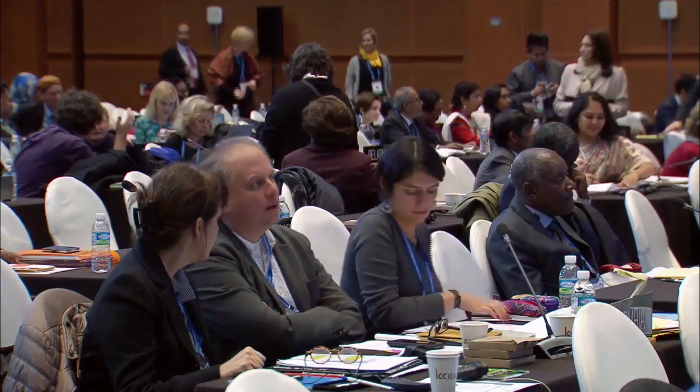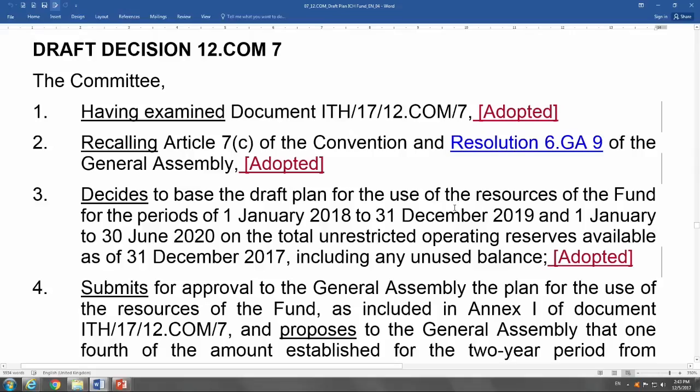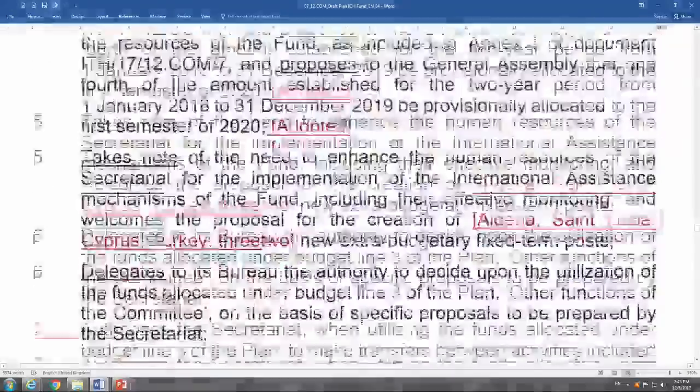Before lunch, we adopted until para 4 of this draft decision 12.COM/7. Over the lunch break, the Secretariat worked to revise Annex 1. This reflects the committee's consensus to create 3 new extrabudgetary fixed-term posts. This is the version that you now see on the screen. I give the floor to Mr. Curtis to present the revised Annex 1.